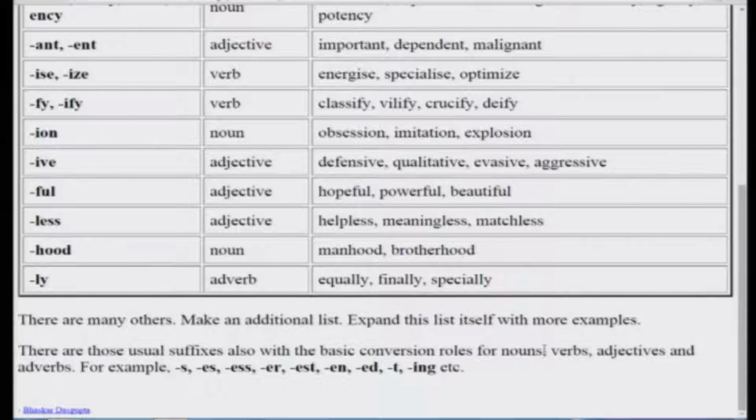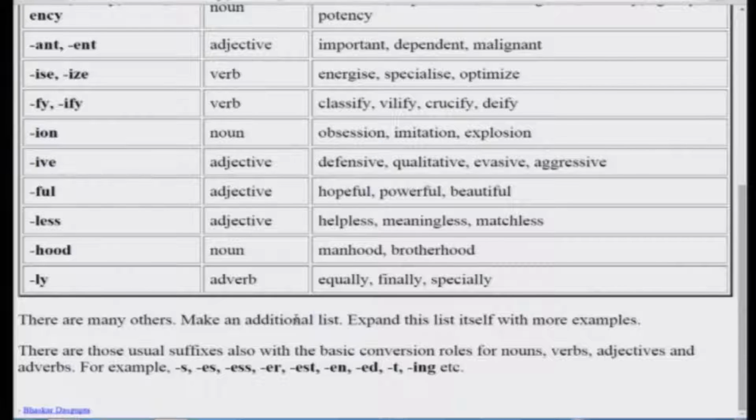There are many others. I advise you, advise with S, okay? I advise you to make an additional list of suffixes and what they give, and some examples. And this list itself you can expand by putting more examples here. In every case you will get some more examples certainly, and in some cases you may get 20 to 30 more examples the moment you start trying.